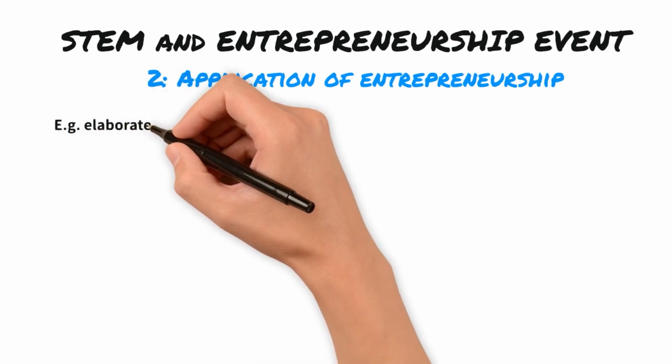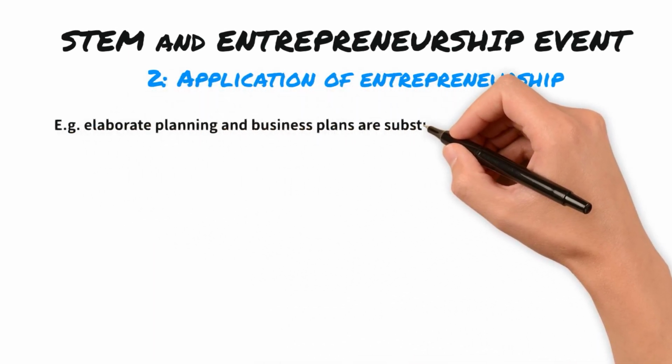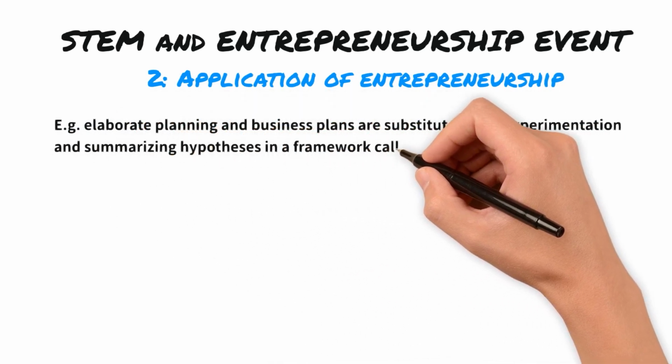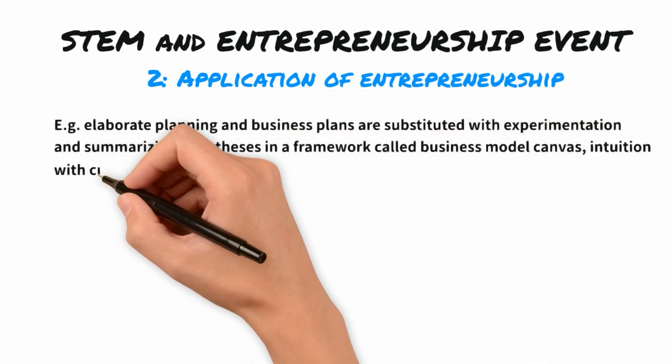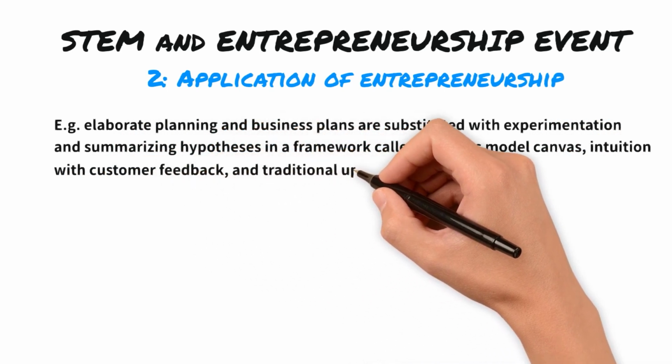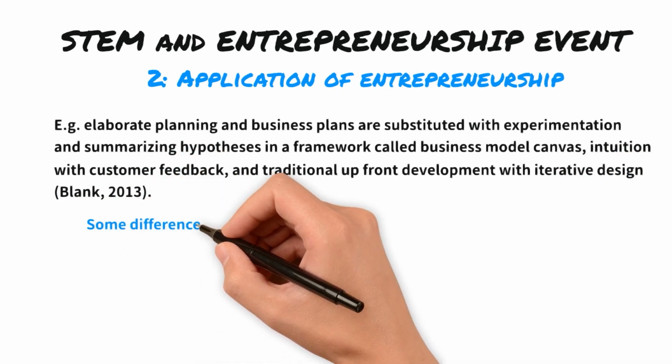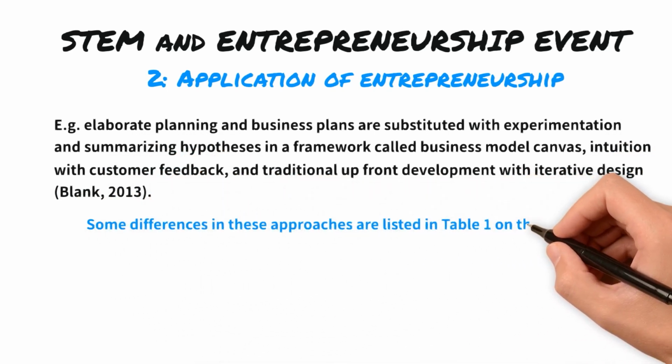For example, elaborate planning and business plans are substituted with experimentation and summarizing hypotheses in a framework called Business Model Canvas, intuition with customer feedback, and traditional upfront development with iterative design. Some differences in these approaches are listed in Table 1 on the next slide.